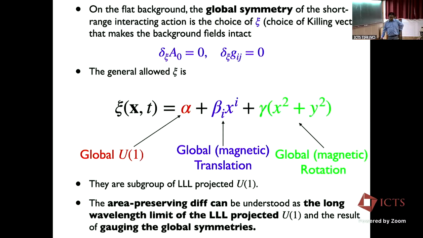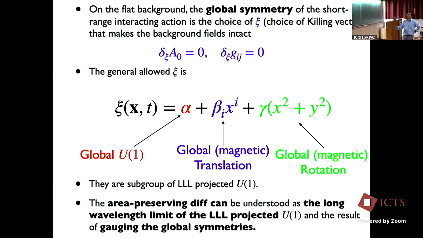So if you transform both the matter field and the background, we call it the passive diffeomorphism, which is always an invariant of the action, if you write the action properly. However, if you have a transformation that makes the background intact, it is a symmetry. Okay. And the C that satisfies this has the following explicit form.